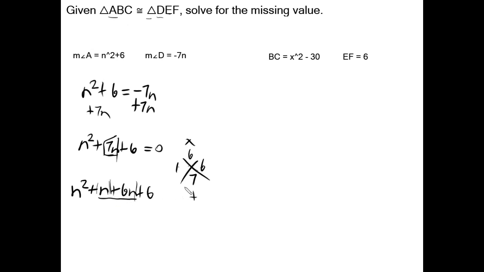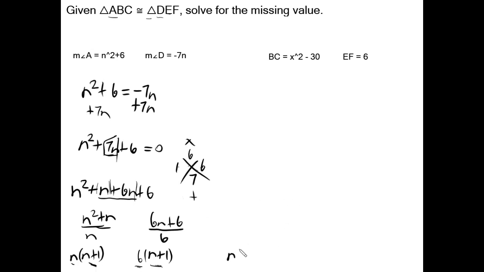So n squared plus n, and on this side we have 6n plus 6. We want to find the greatest common factor. This one's 6, so we have 6 times n plus 1. And for the first group, n is the greatest common factor, so n times n plus 1. Then we combine these two and combine the coefficients of those, so you have n plus 6 and n plus 1.